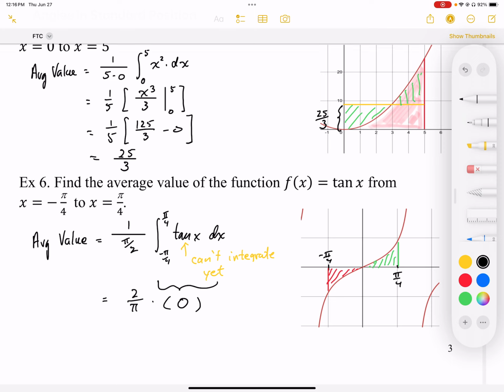So I know that this portion is equal to 0, and I know that 2 over pi times 0 is going to be equal to 0. So the average height is going to be 0. So that means that, yeah, it looks like it balances out. The average value of tan from negative pi over 4 to pi over 4, because they balance out due to symmetry, is going to be equal to 0.